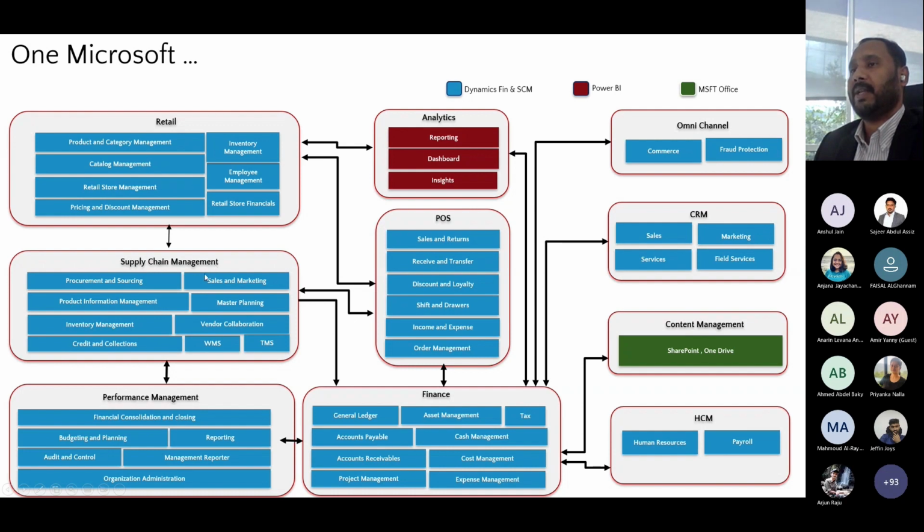Then we have supply chain management, the suite of applications which take care of supply chain and procurement, product information, sales and marketing, and planning. Then we have performance management modules: performance evaluation, budgeting and planning, and reporting. Connected to everyone, we have analytics at the center, which collects data from all these modules, giving you the reports, dashboards, and insight to take factual, informed decisions.